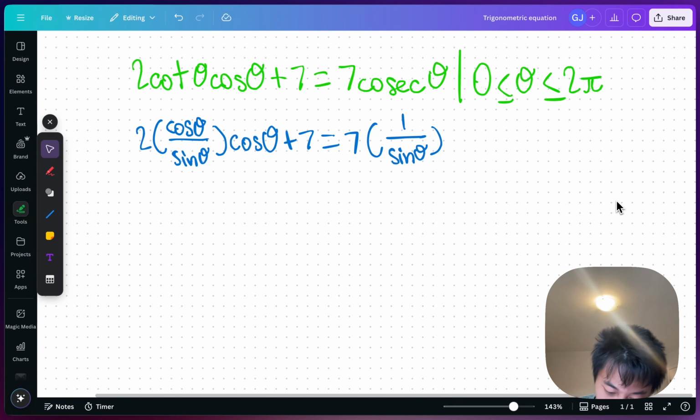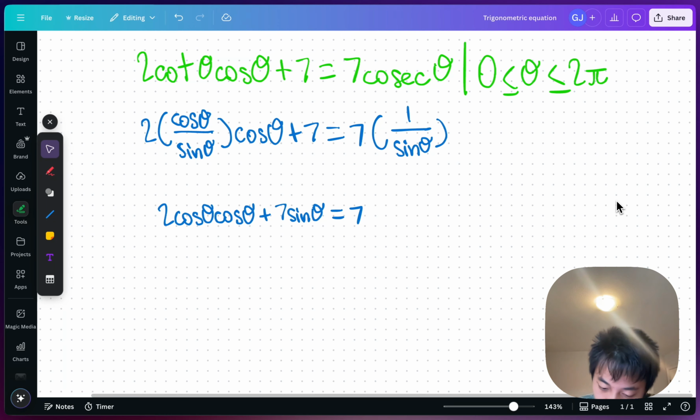And now we can recognize that we should multiply everything by sine to simplify it further. So 2 cosine squared plus 7 sine equals 7. And now we're getting somewhere here. So we can combine the 2 cosine into cosine squared plus 7 sine equals 7.